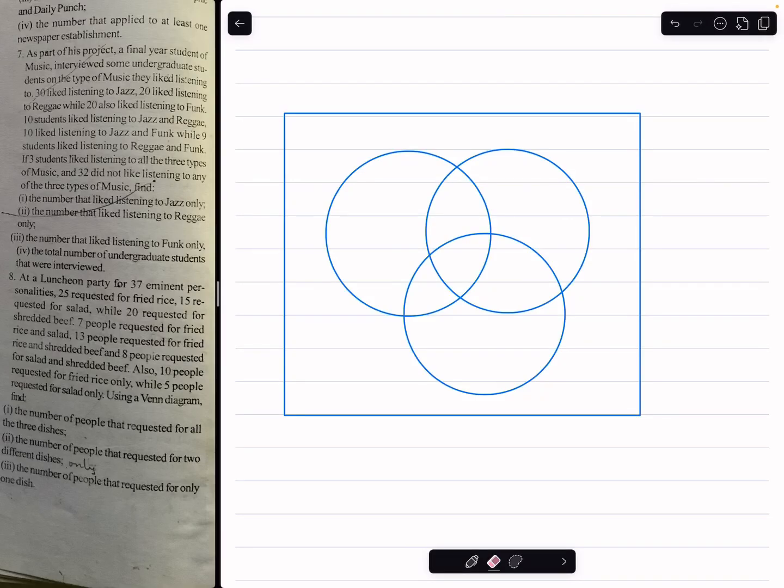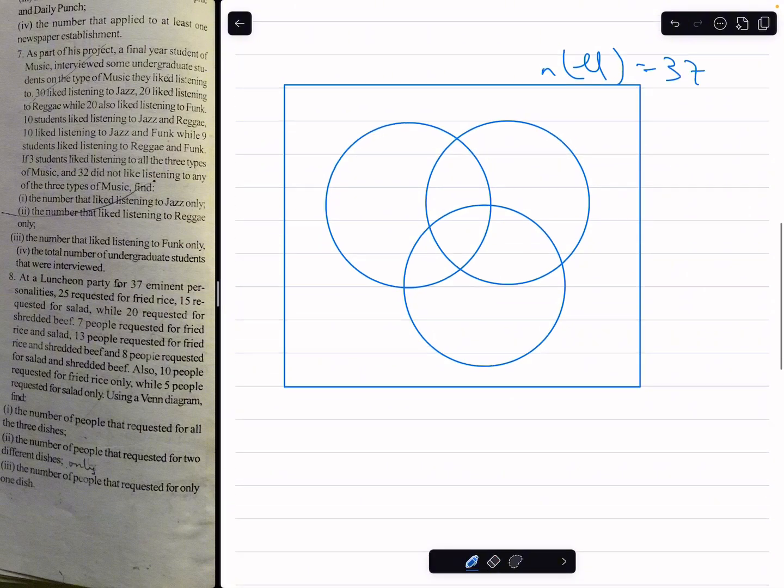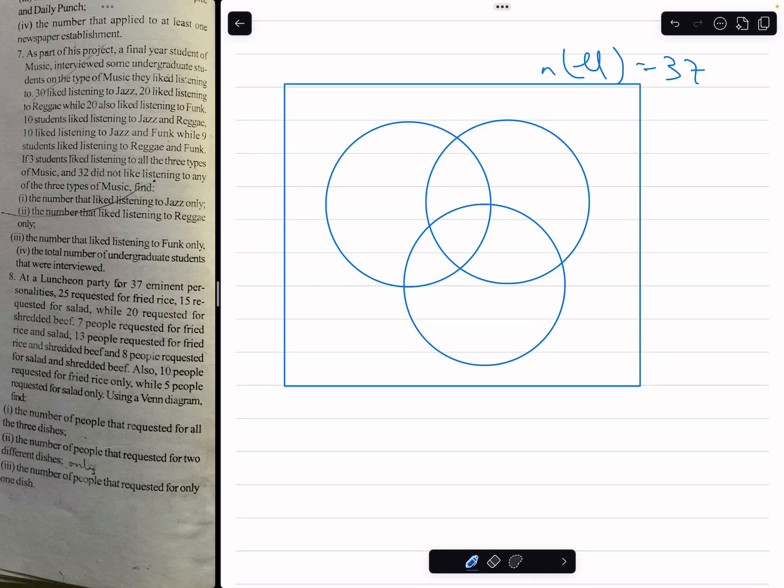We're doing number 8. At a luncheon party for 37 eminent personalities, that means the total number of people at the party was 37. That's the number of elements in the universal set. 25 requested fried rice. Let F be the set of guests who requested fried rice.